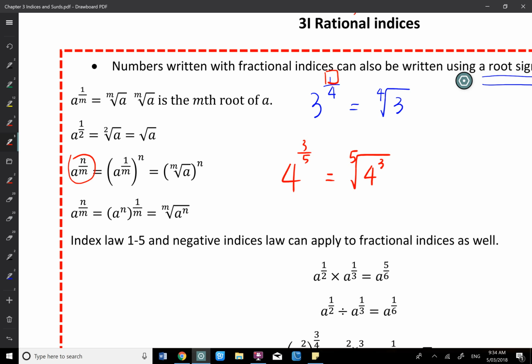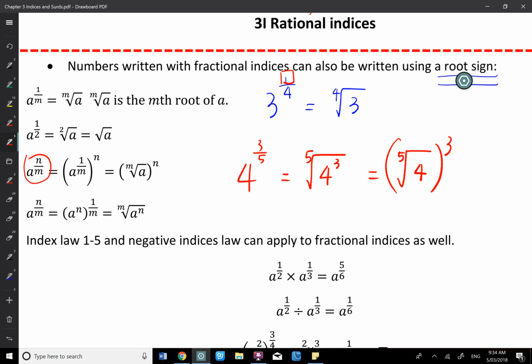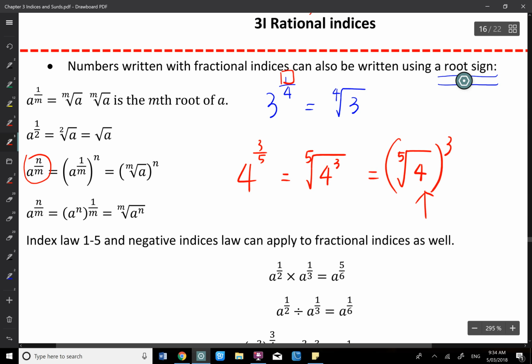But we can also write this in the way where we take the root first, the 5th root first, and then everything to the power of 3. I can power the number first and then take the root, or I can take the root first and then power the result. What I would recommend is this method.